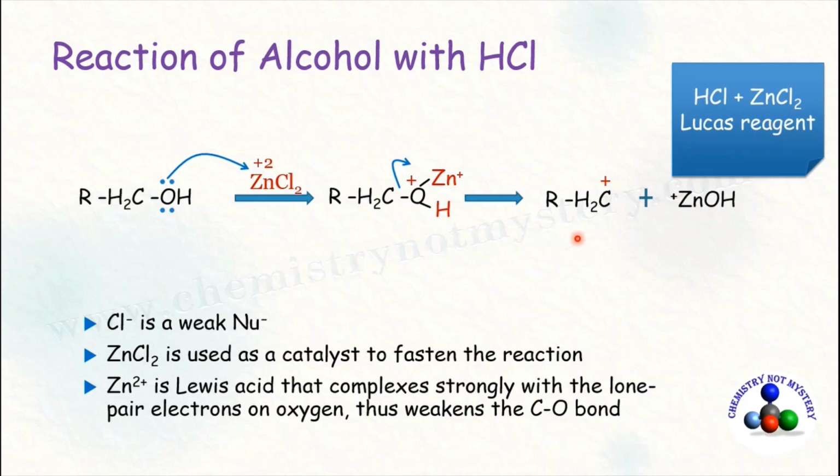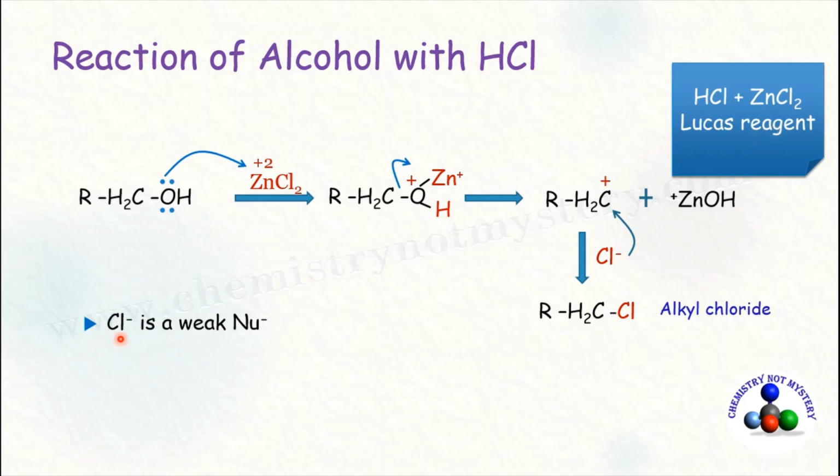Now in the second step of the reaction, the nucleophile, that is Cl negative ion, will get attached to the formed carbocation, and as a result, alkyl chloride is formed. HCl and ZnCl2 are commonly called Lucas reagent.